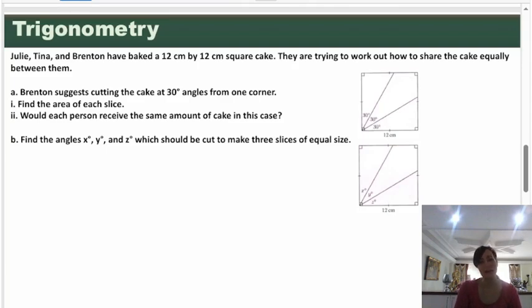So let's get started. Here it says Julie, Tina, and Brinton have baked a 12 centimeter by 12 centimeter square cake. They are trying to work out how to share the cake equally between them. Part A says Brinton suggests cutting the cake at a 30-degree angle from one corner.